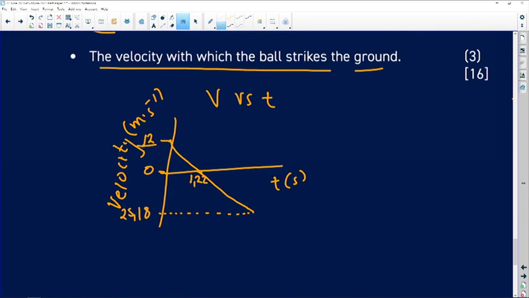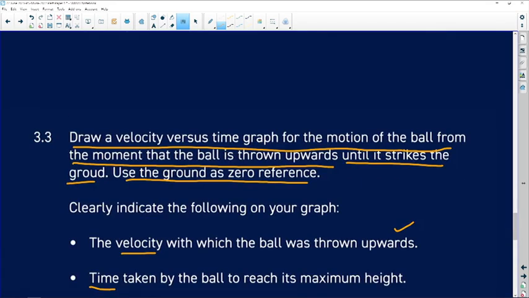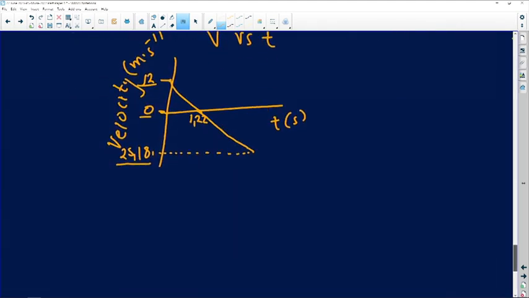This is the point it was projected vertically upwards. This is the maximum height. How do I know that? The velocity was 0, and therefore this is the final velocity that the ball had when it hit the ground. That's how we draw a velocity versus time graph.